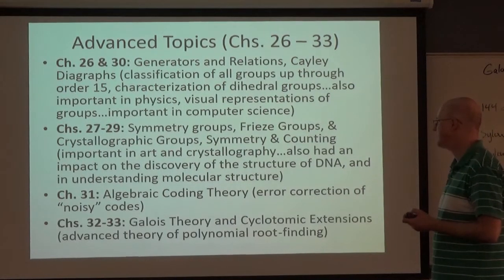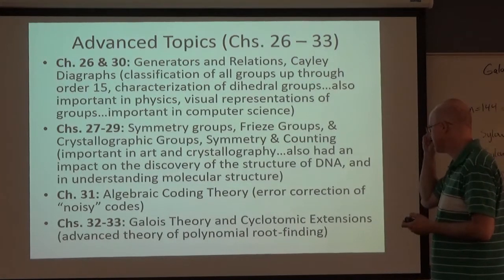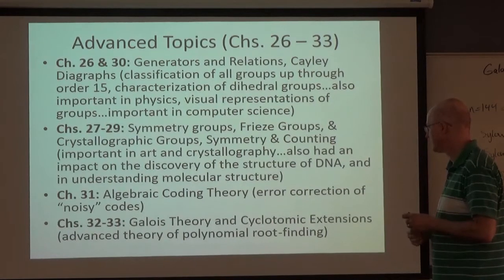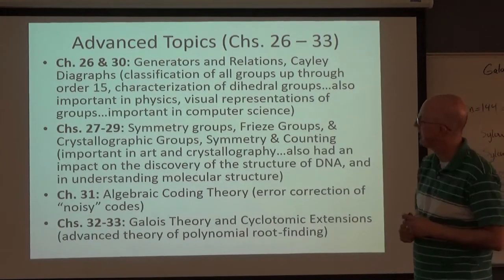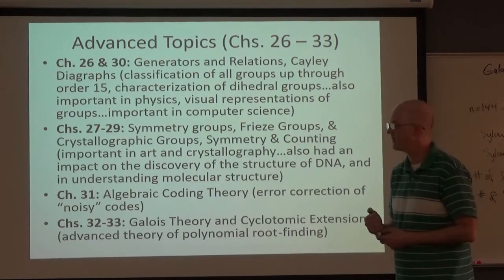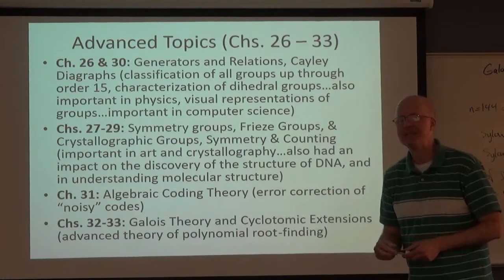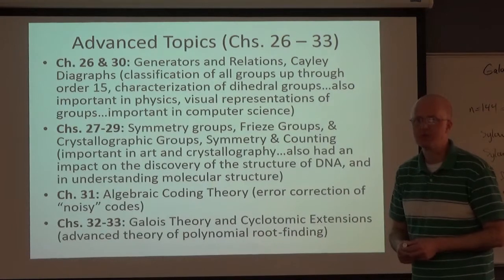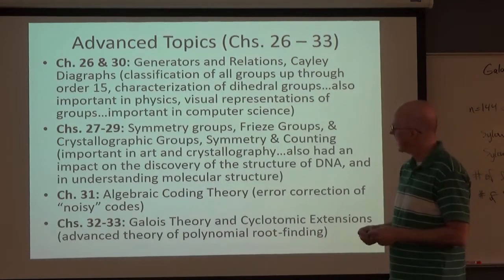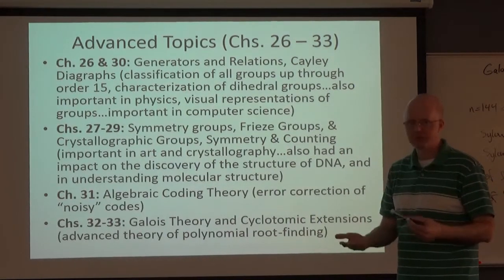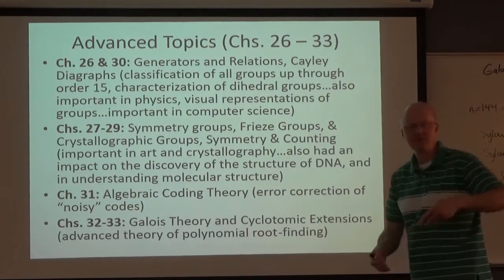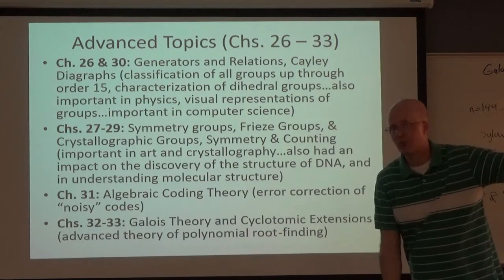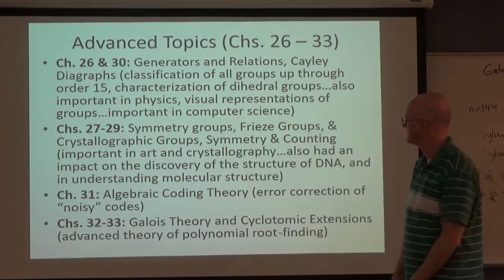Chapters 32 and 33 are on Galois theory and cyclotomic extensions. Essentially, that's the advanced theory of polynomial root finding, you might say, or proving things about polynomial root finding, like the fact that quintics don't have a general formula for their roots. There's no real advanced generalization of the quadratic formula for quintic equations.